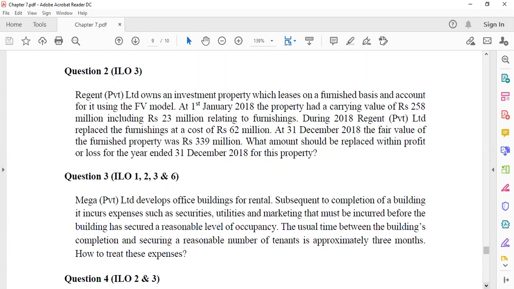The Regent Private Limited owns an investment property, which it leases on a furnished basis. So you have a property, a land and building, and you are leasing that out on a furnished basis. It's a furnished property.